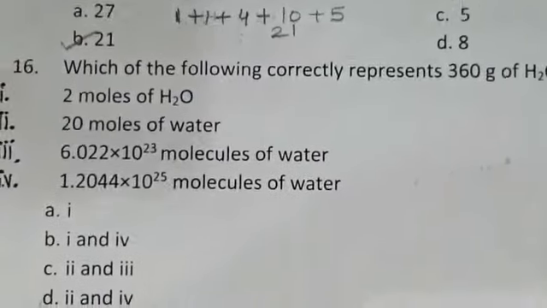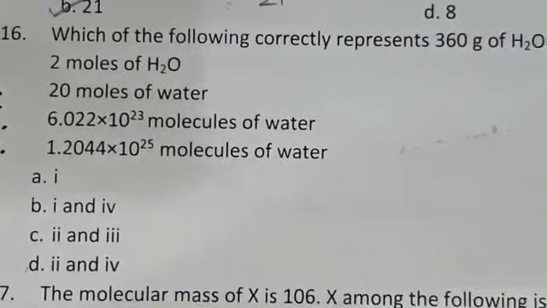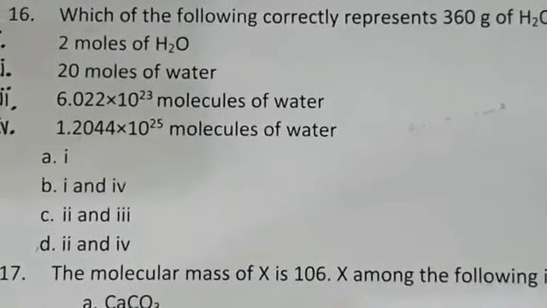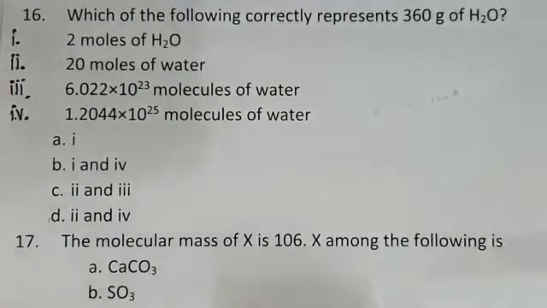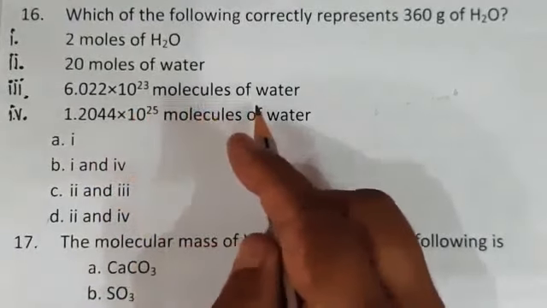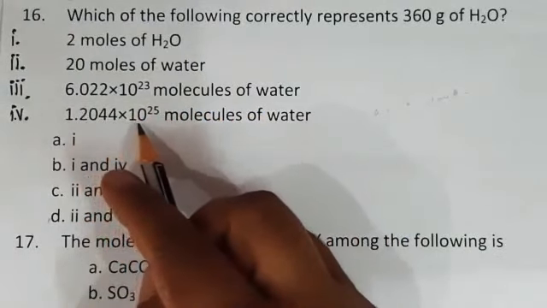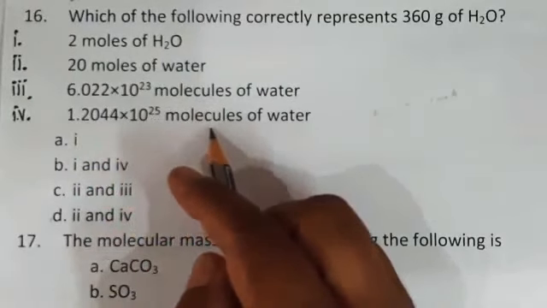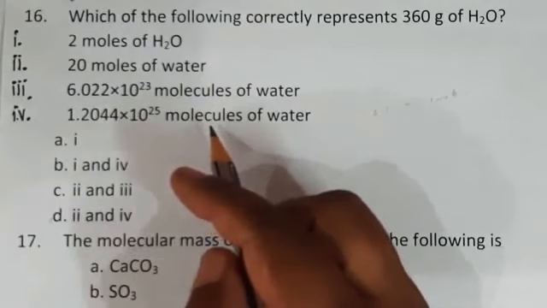Coming to question number 16. Which of the following represents 360 gram of H2O? First is 2 moles of H2O. Second is 20 moles of water. Third is 6.022 into 10 to the power 23 molecules of water. Fourth is 1.2044 into 10 to the power 25 molecules of water. You have to tell which of the following correctly represents 360 gram of water.